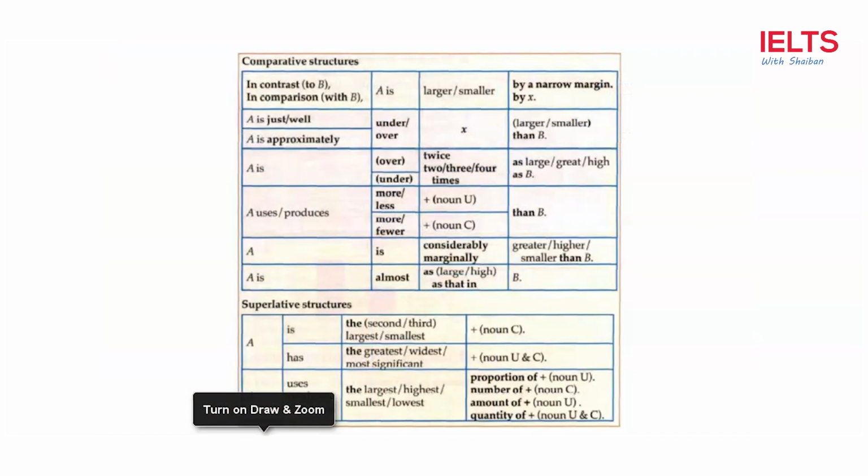The second table, which is a very important table, as I said before, is the language of comparisons. Again, you have to use different techniques in these types of comparisons. You can use concessional sentences, in contrast to B, A is larger by a narrow margin, or you can use superlative structures by saying the most, the second highest, the third largest, and so on.